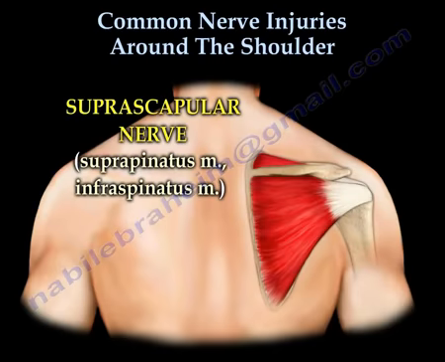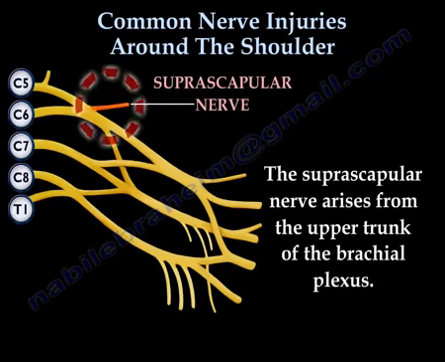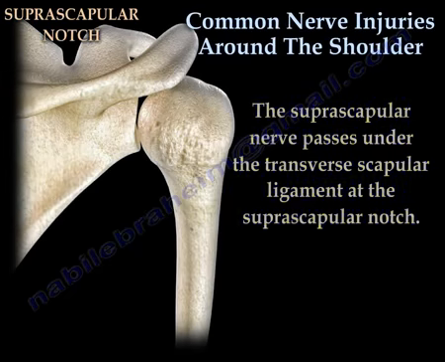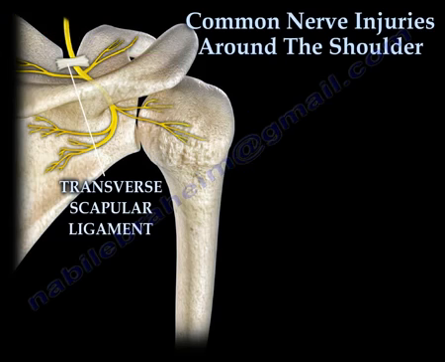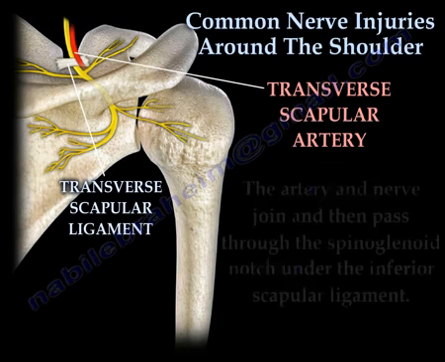Suprascapular nerve. It supplies the supraspinatus and infraspinatus muscles. It arises from the upper trunk of the brachial plexus. The suprascapular nerve passes under the transverse scapular ligament at the suprascapular notch. The transverse scapular artery runs above the ligament.